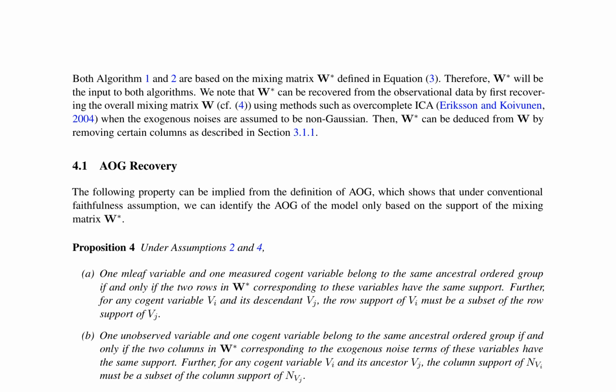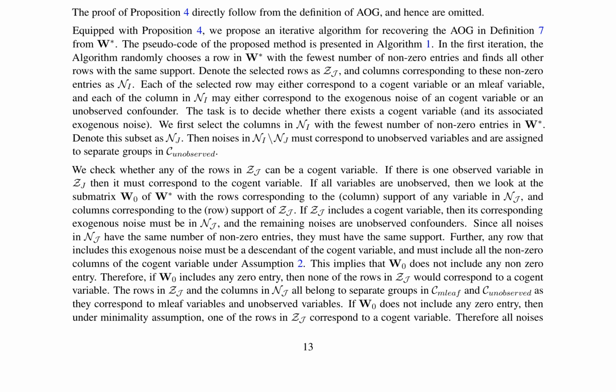This section of the research paper discusses two algorithms for recovering the ancestral ordered group, AOG, and the model parameters in the AOG and DOG equivalence class. The first algorithm, Algorithm 1, is designed to identify the AOG from the mixing matrix W**. It iteratively selects rows and columns with the fewest number of non-zero entries, assigns them to separate groups based on their support, and checks whether any row corresponds to a cogent variable. The algorithm continues until all variables and noises are assigned to ordered groups.